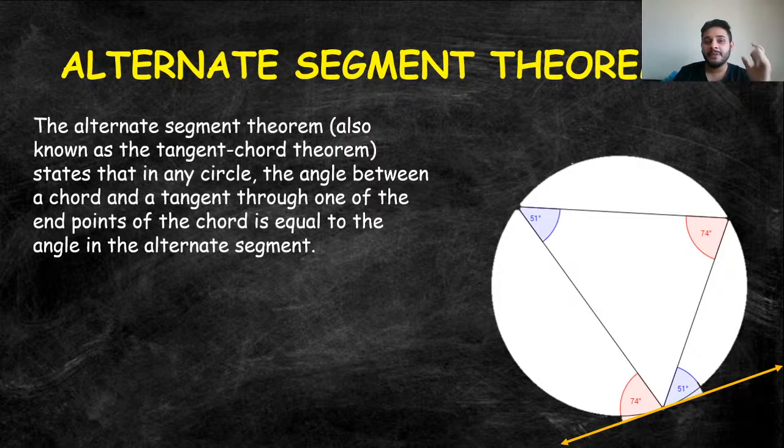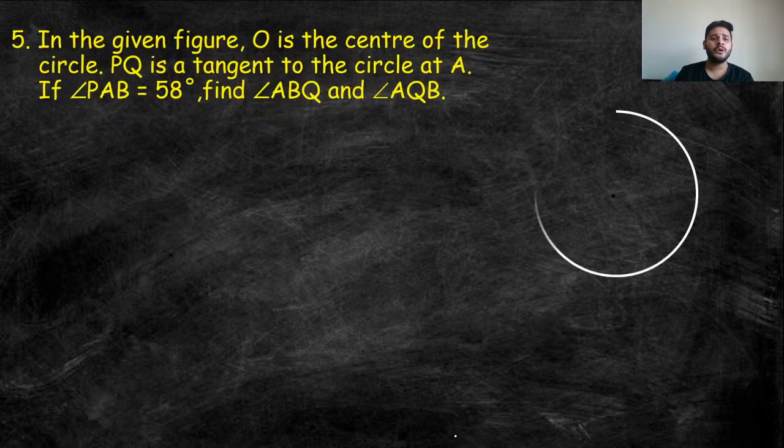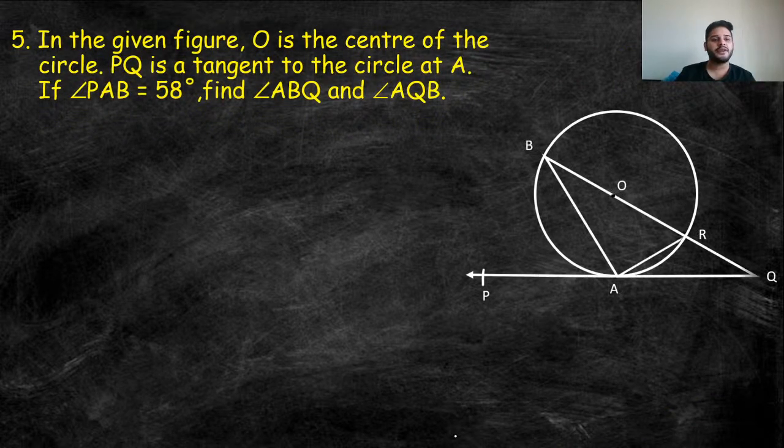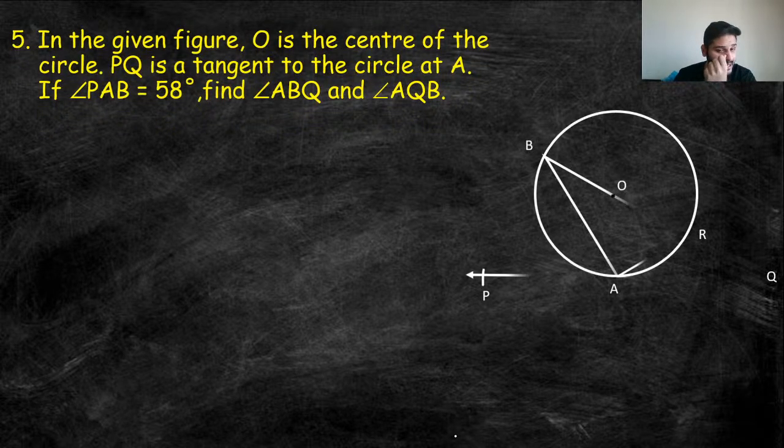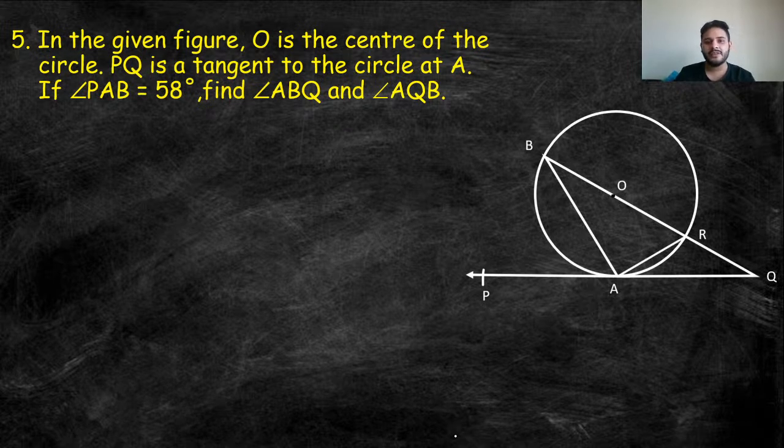We will be solving a sum so that you are clear how to use the alternate segment theorem, where to use it, when to use it, and how it helps us find the missing values. In the given figure, O is the center of the circle, and PQ is the tangent to the circle at point A. So we take O as the center of the circle, A is any point on the circle, and PQ is the tangent. Where the tangent touches the circle, we mark that point as A.